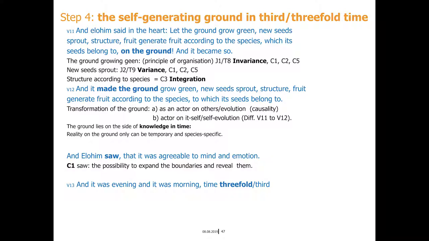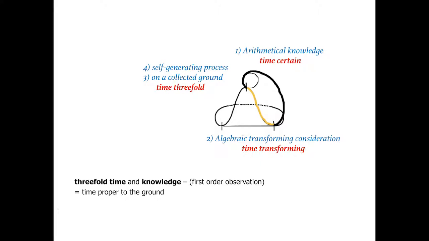Step four. Reflection, and Elohim saw reflection, C1, the possibility. Reflection saw the possibility to extend the boundaries and to reveal them. It's called time, the third or threefold. We have now a threefold time and knowledge. First, an arithmetical knowledge in certain time, an algebraic transformation consideration in time transforming, and a self-generating process on a collected or transposed ground in time threefold.